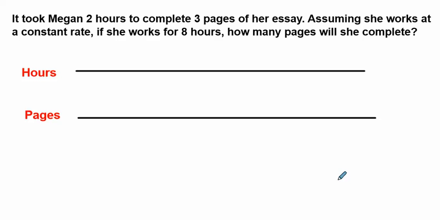It took Megan 2 hours to complete 3 pages of her essay. Assuming she works at a constant rate, if she works for 8 hours, how many pages will she complete? So first of all, let's look at the first sentence here and figure out what we are comparing. So she works 2 hours and completes 3 pages. So I kind of already helped you here. We're comparing hours to pages. Okay. So the first thing you need to do is figure out what is my ratio of hours to pages. Well, just look, it's been given to you. Hours to pages, 2 to 3.